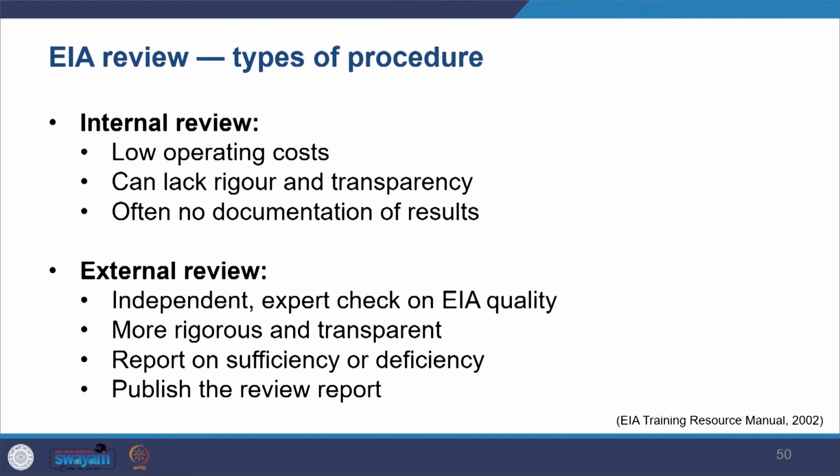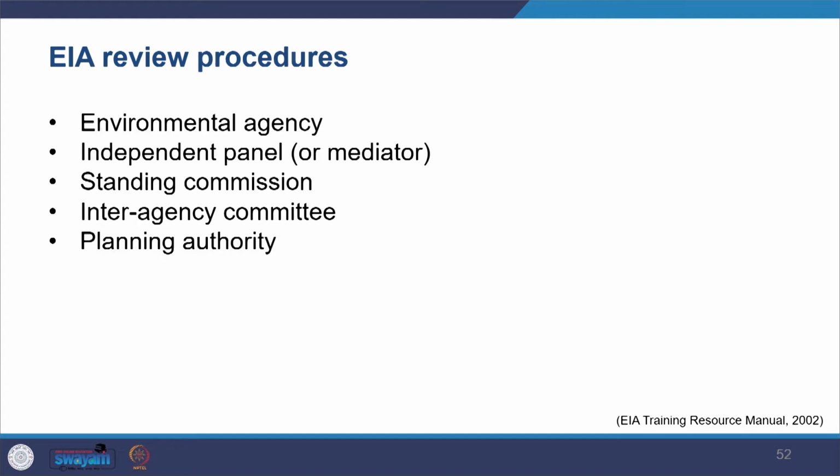So you have internal review and external review, but you see that there is much more advantage in taking external review. The EIA review procedure can involve environmental agencies, which can come in. You can also have an independent panel. Then you can have standing commissions, interagency committees, and planning authorities, which can all help to carry out the EIA review.